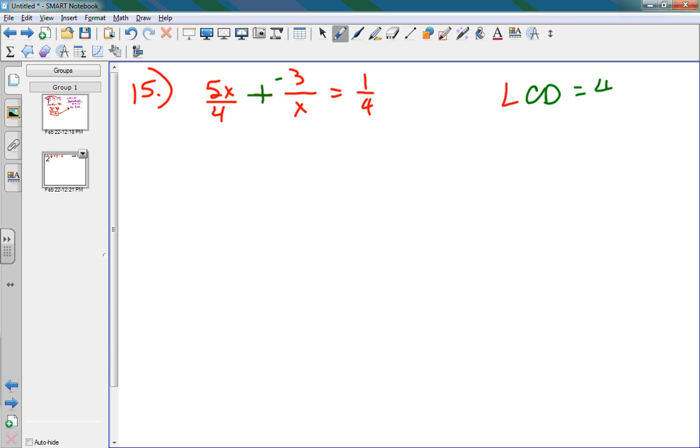The LCD is 4x. So now I need to find my restrictions. But the x isn't in all of them. Ooh, but just because it's not in all of them, they're attached by addition. And whenever you add two fractions, you have to get a common denominator. You can't just ignore one of them.